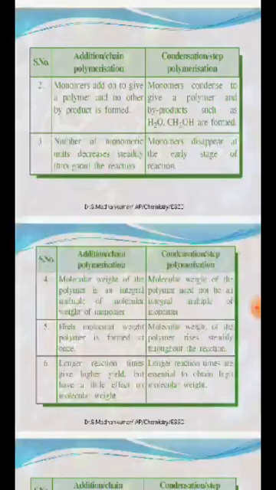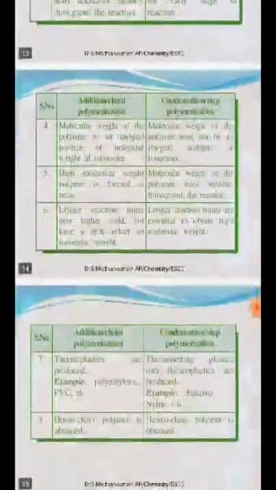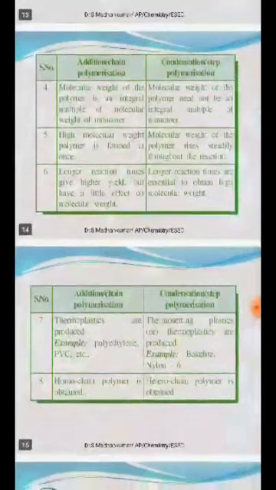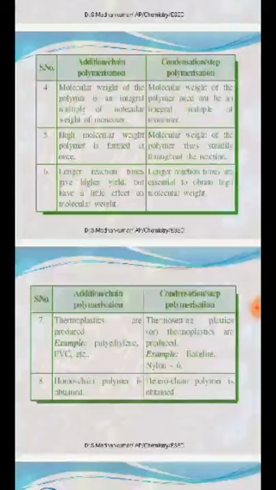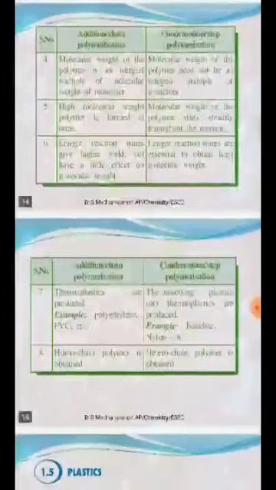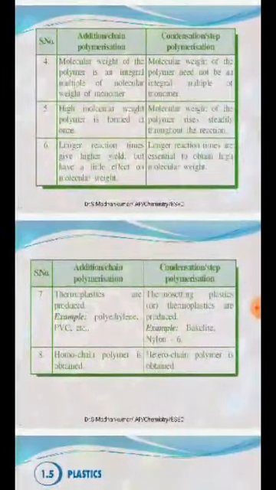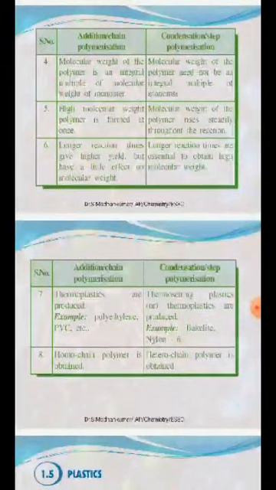In condensation polymerization, the molecular weight of the polymer need not be an integral multiple of the monomer. Fifth one: in addition polymerization, high molecular weight polymer is formed at once. In condensation polymerization, molecular weight of the polymer rises steadily throughout the reaction. Sixth one: in addition polymerization, longer reaction times give a higher yield but have little effect on molecular weight. In condensation polymerization, longer reaction times are essential to obtain high molecular weight.